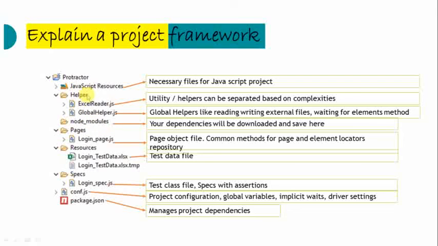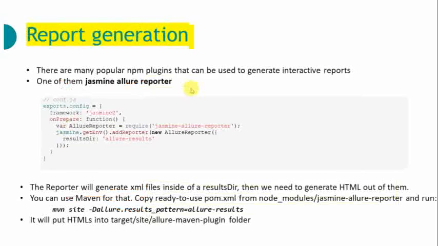Then there is utility or helper. In utility or helper there is an Excel reader and global helper. So global helpers like reading, writing external files, waiting for element methods, and in utility you can again write multiple things. And whenever you create a JavaScript project, the default resources will get downloaded and saved in the JavaScript resources folder.